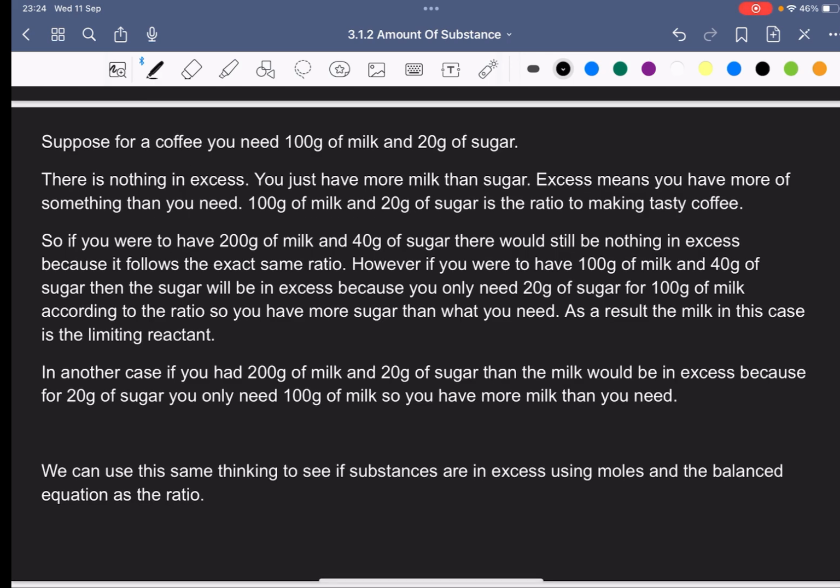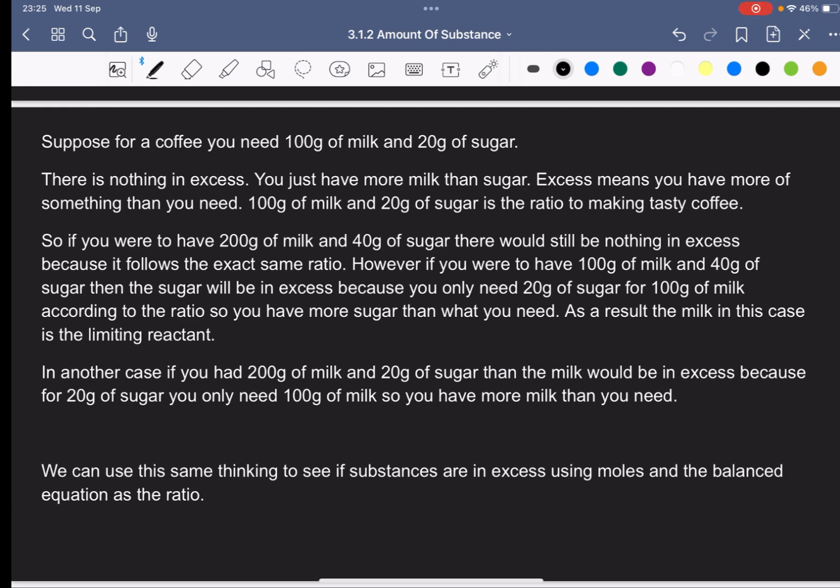So suppose for a coffee you need 100 grams of milk and 20 grams of sugar. There's nothing in excess. Here you just have more milk than sugar. Excess means you have more of something than you need. 100 grams of milk and 20 grams of sugar is just the ratio to making tasty coffee. So if you were to have 200 grams of milk and 40 grams of sugar, there would still be nothing in excess because it follows the exact same ratio.